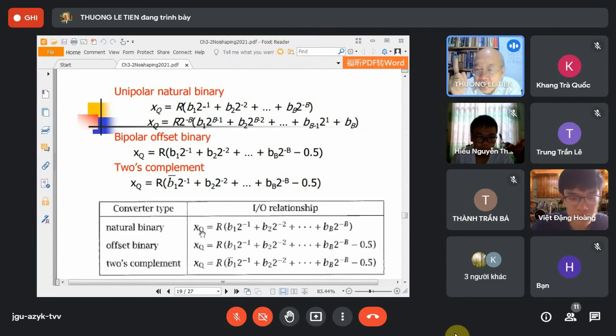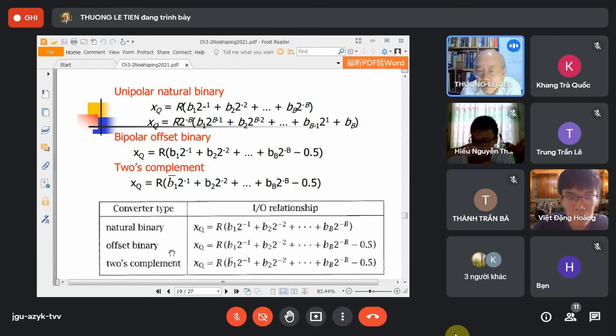But bear in mind, because this one is unipolar natural binary, we can convert only the positive values of samples. It does not apply to negative values. In the case of a negative value, you can put NA, non-applicable, or just round it to 0. It's still okay. Otherwise, we put NA.